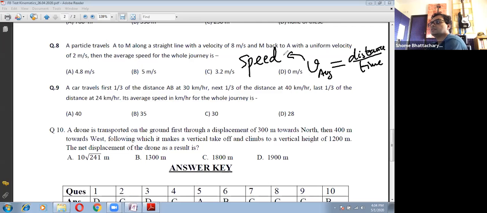You're getting the answer C. Yeah, C is correct. Correct. 3.2 is the correct answer. Anna, that's correct.